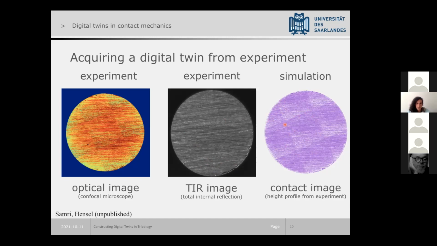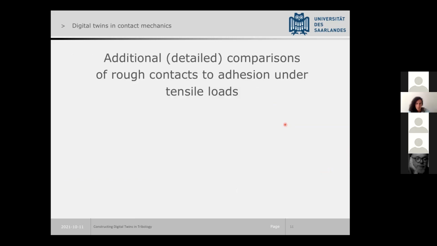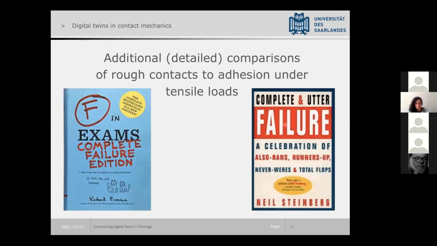So we went ahead, took a bit coarser structures and ran additional detailed comparisons of rough contacts. So we would probe adhesion under tensile loads. And when we started writing up what we did, we actually noticed that the only journals we could submit our studies to would need to have "complete failure" in the title. So we had a really hard time to produce movies of structures that come from experiment and to really have a one-to-one match with reality.